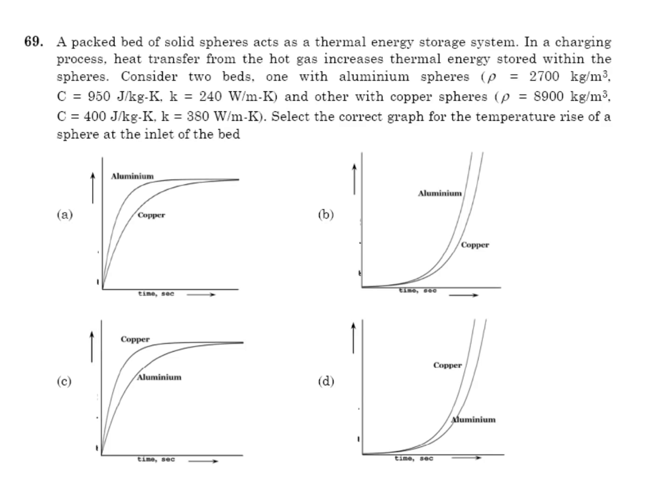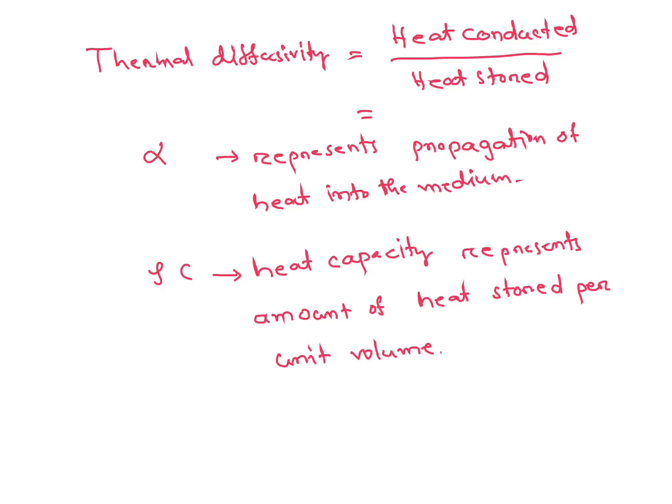Here we will use the thermal diffusivity formula. Thermal diffusivity equals heat conducted divided by heat stored. Mathematically, alpha equal to K by rho C. Alpha is thermal diffusivity. Alpha represents propagation of heat into the medium, and rho C, the heat capacity, represents the amount of heat stored per unit volume. So from data we have to calculate.